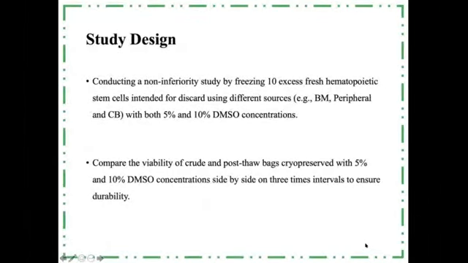So we started conducting a non-inferiority study for validating 5% DMSO by freezing 10 excess fresh hematopoietic stem cells intended for discard, using different sources like bone marrow, peripheral stem cells, and cord blood. Of course, we use both 5% and 10% DMSO concentrations. After that, we would compare the viability of the crude and post-thaw bags cryopreserved at the 5 and 10% DMSO concentrations side by side at 3 time intervals, 2 weeks, 4 weeks, and 8 weeks, to ensure cellular durability.